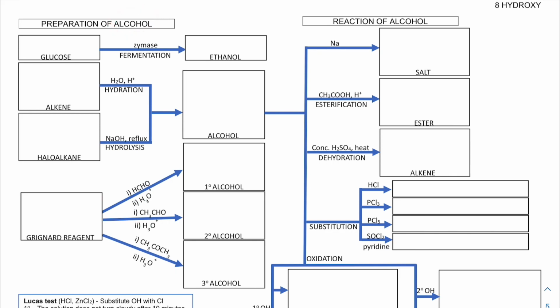Okay, so for the alcohol, we have learned the preparation and the reaction of alcohol itself. This is for 8.3, this is for 8.4. 8.5 is for phenol, but for this mind map, we're going to look at the alcohol itself. If you have seen the previous video, this is the newest video for the mind map.